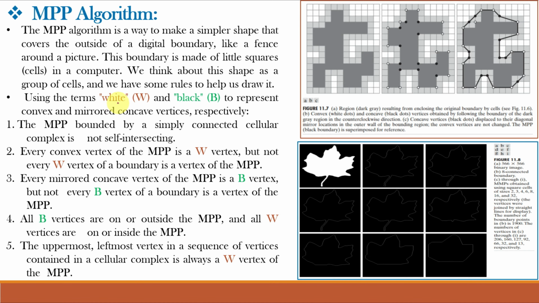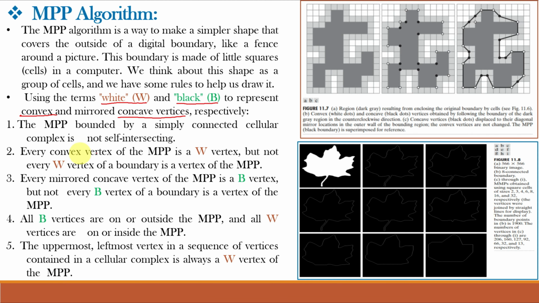For the MPP algorithm, the convex vertex is represented by the symbol W, which is for a white circle, and the concave vertex is represented by the symbol B, which is for a black circle. Then the MPP algorithm says that number 1, the MPP bounded by a simply connected cellular complex is not self-intersecting. So this MPP boundary which will be formed will not be self-intersecting.